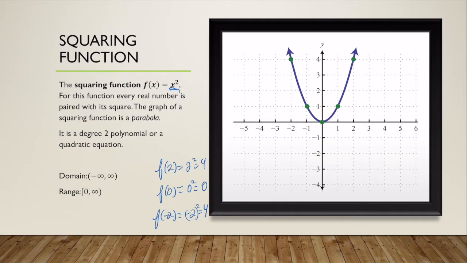Because of that, my domain goes from negative infinity to positive infinity, but my range only goes from 0 to positive infinity. Notice that there's also a line of symmetry. We're going to talk about that later. But along the y-axis, because if I was to fold this graph in half, it would lay over itself. It's symmetrical, kind of like a butterfly, right?